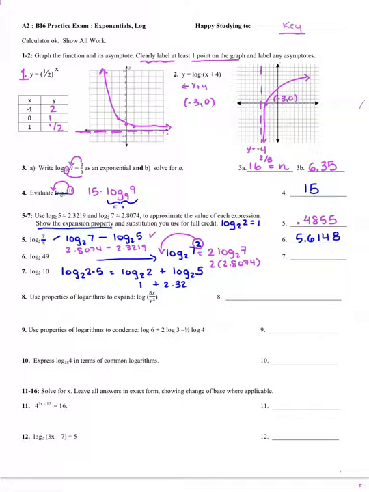Let's see if I can get this. There we go. So let's rewrite that. That was going to be a 3.3219. There we go. Okay. All right, so use the properties to expand.